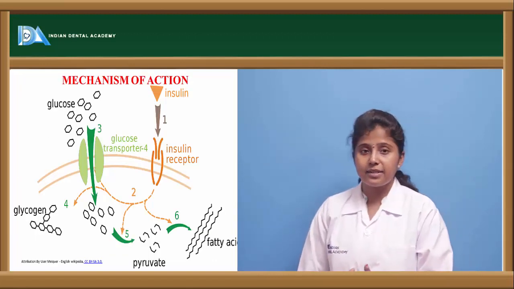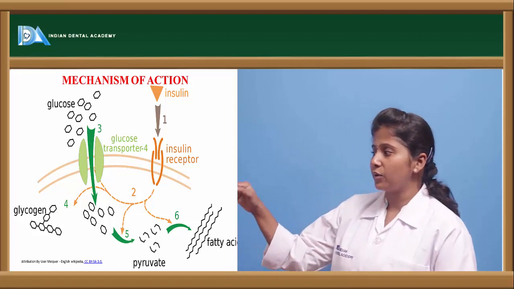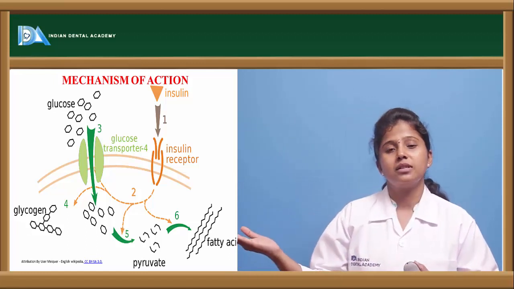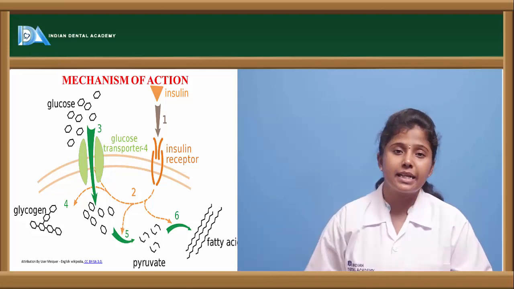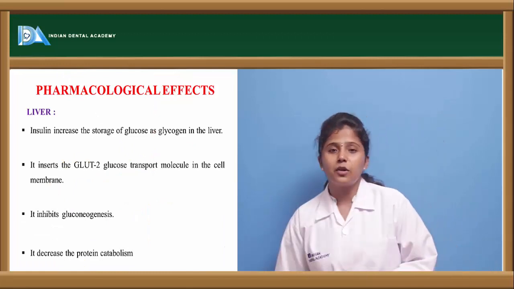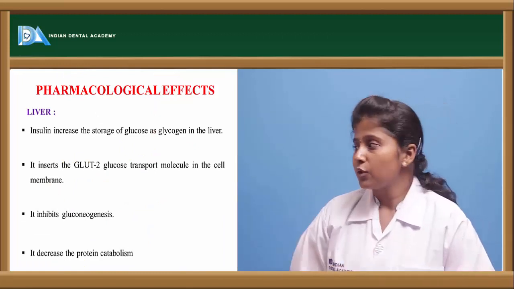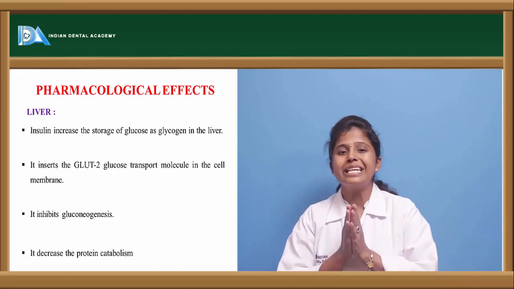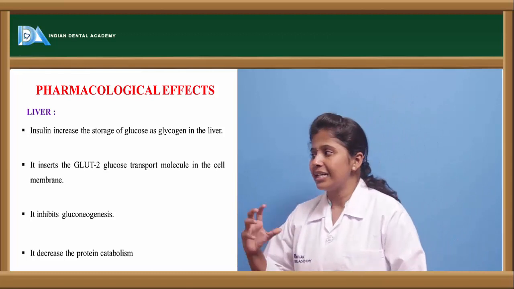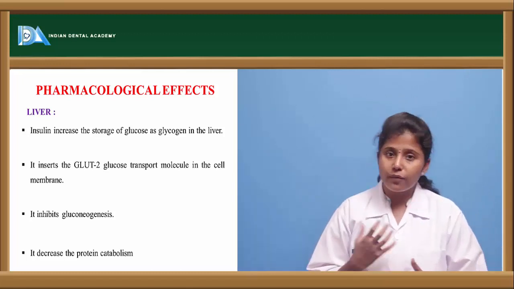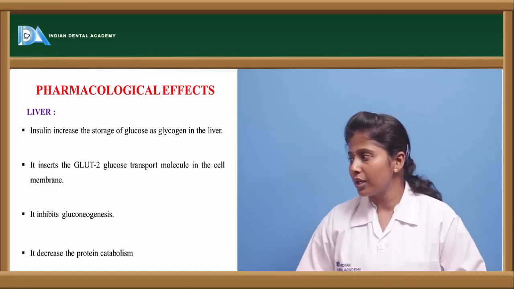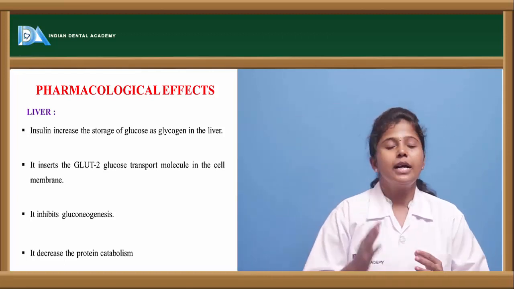Here we can see the mechanism of action, whereby the insulin binds to the insulin receptors and converts the glucose entering the cell to glycogen. Let us see the pharmacological actions of insulin. So on the liver, what does it do? Insulin converts the glucose to glycogen in the liver. So it increases the storage of glucose in the liver in the form of glycogen, and it inserts the GLUT2 glucose transport molecule into the cell membrane.